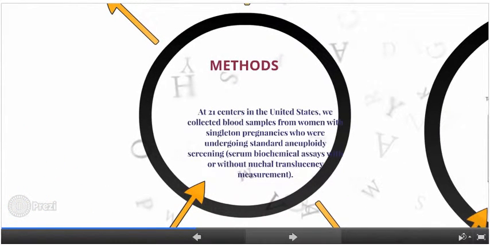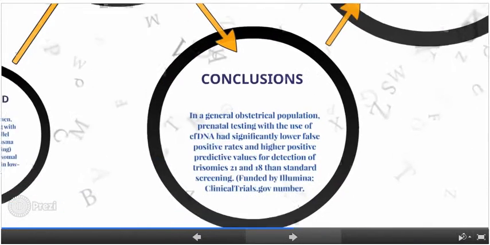Methods. At 21 centers in the United States, we collected blood samples from women with singleton pregnancies who were undergoing standard aneuploidy screening, serum biochemical assay with or without nuchal translucency.